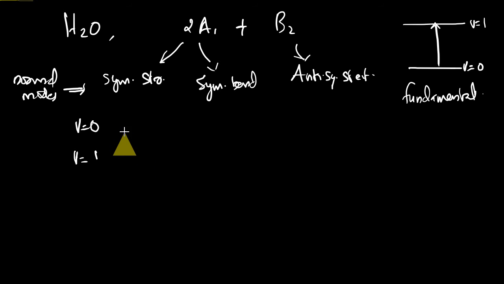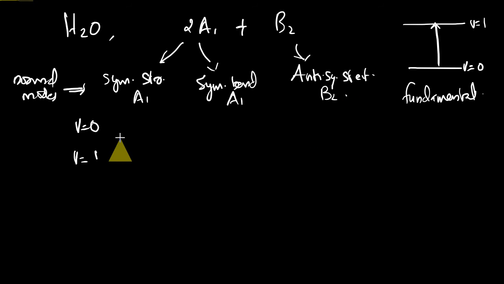So now you know the symmetries corresponding to these. Symmetric stretching has A1 symmetry. Symmetric bending has A1 symmetry. Anti-symmetric stretching has B2 symmetry. This one you already know. We already did this in the previous class.